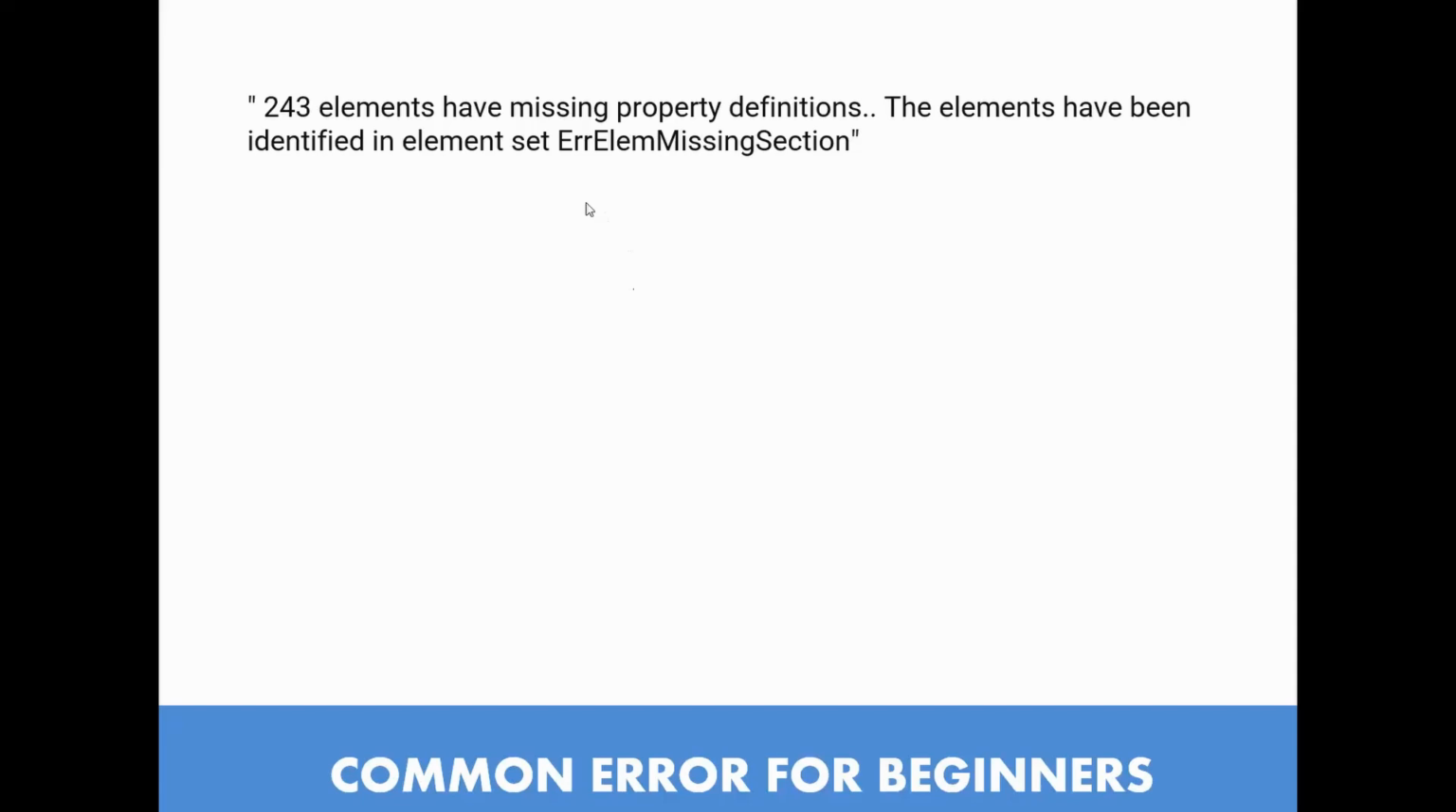Finally, let's talk about a special error message, error element related to element property. And then it says the element has been identified in the element set, and there is a name for that element set. The name starts with ERR error element and follows. So sometimes you might get that message and you might wonder where you can find those error elements.